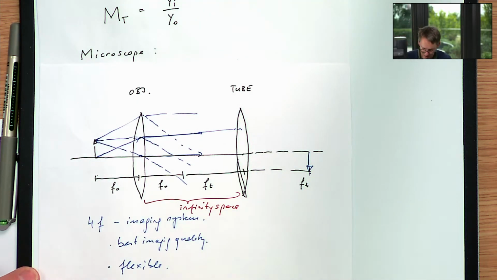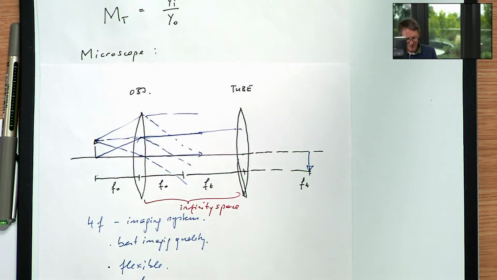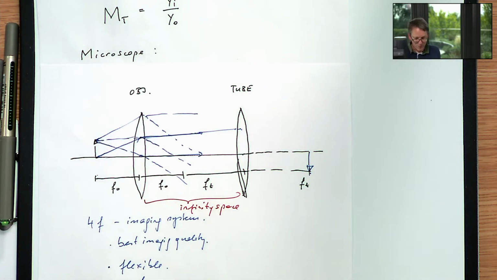The magnification here, MT, and I'll leave that to you as an exercise, is given by ft over f naught, or f objective, and you can also write that as the magnification of the objective times the magnification of the tube lens. So it's related to these angles again. The magnifying power, you can work that out too.